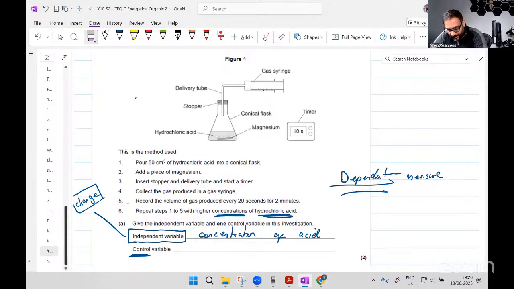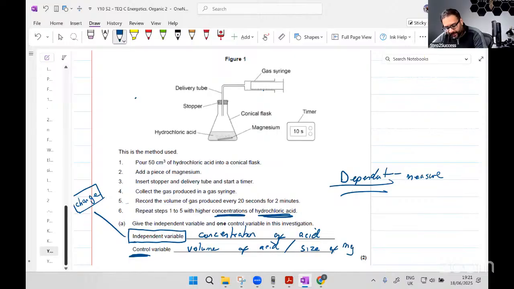For example, the volume of the acid should stay the same each time. We shouldn't be using loads more of it. We're just making it stronger, so we're not changing how much of it we've got. We are also keeping the size of this magnesium piece the same. There's no point using a massive piece and then a little piece next time, because it's not comparing the same things. So you could say the size of the magnesium piece.